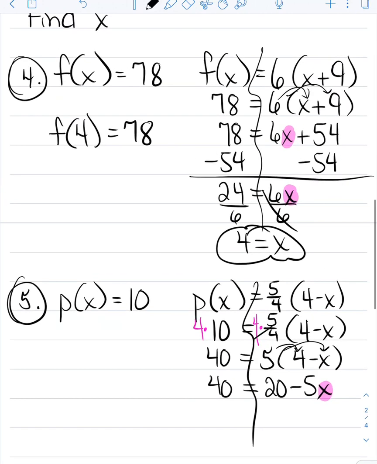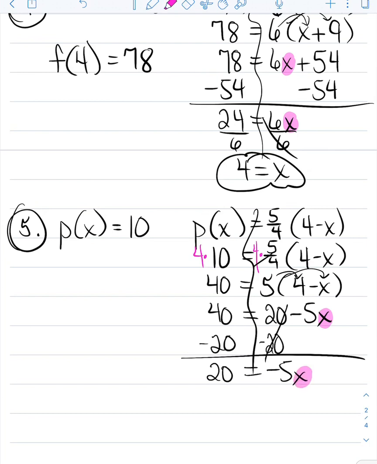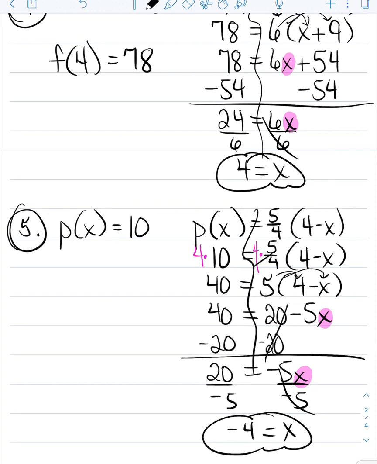Okay, all right, so now I want to subtract 20 from both sides. So I'm left with 20 equals negative 5 times x. I still need to isolate the x by dividing by negative 5. So x equals negative 4. So given p of x equals 10, x equals negative 4. And remember, we can also rewrite it like this: p of negative 4 equals 10.